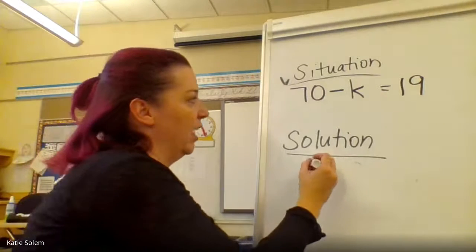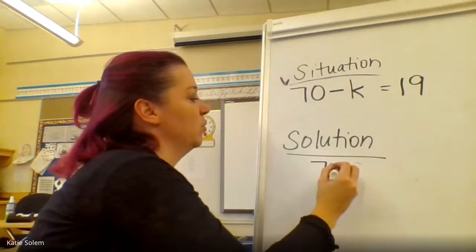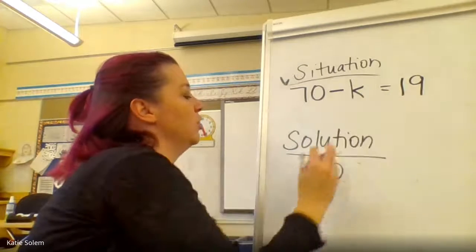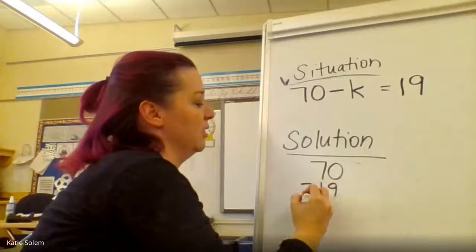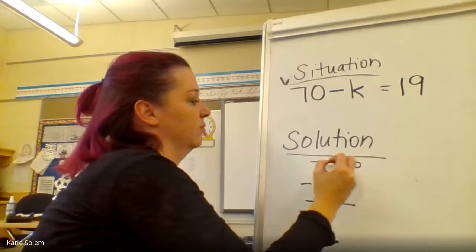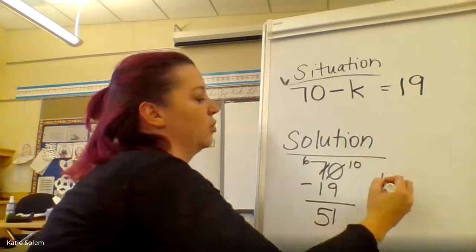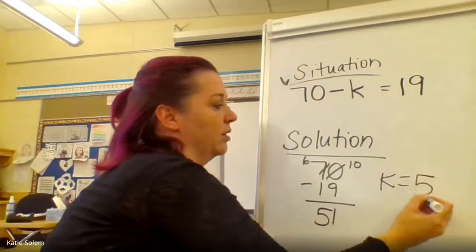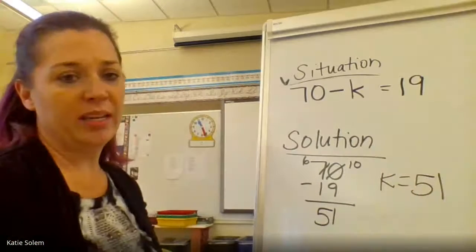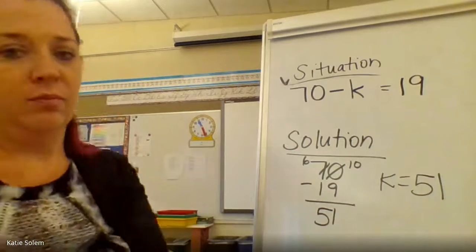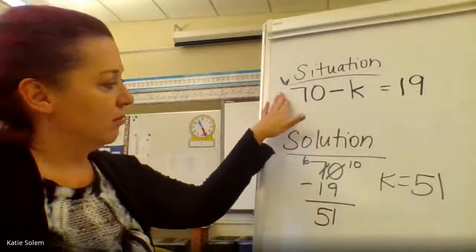Well, to solve that, I need to do 70 take away 19, which is 51. So K equals 51. That's how many kids left. Situation, solution.